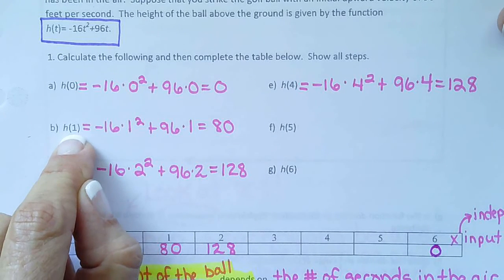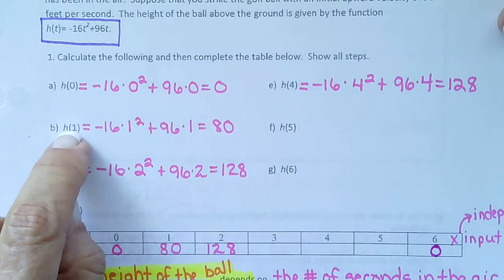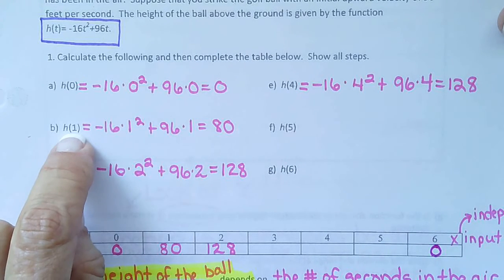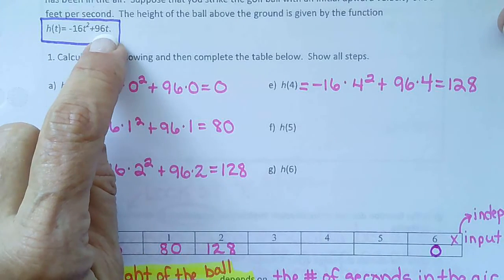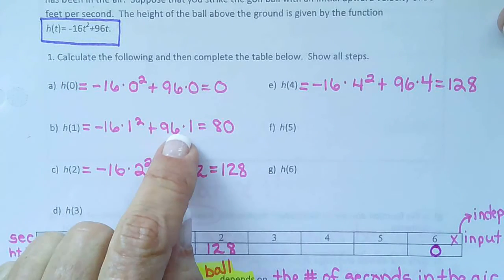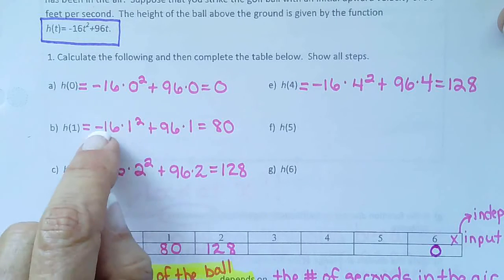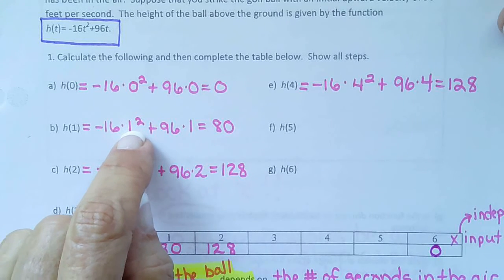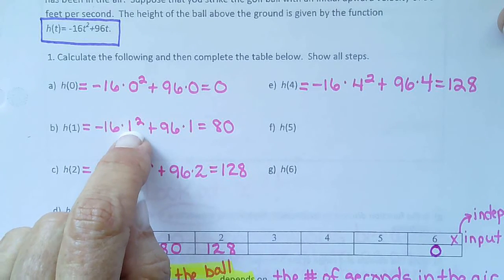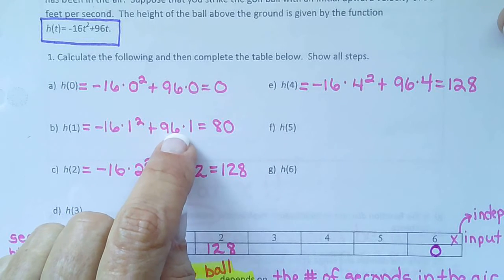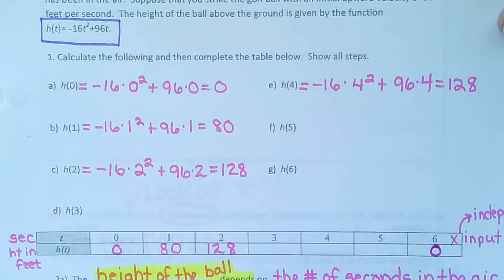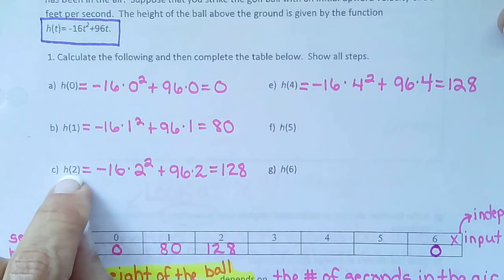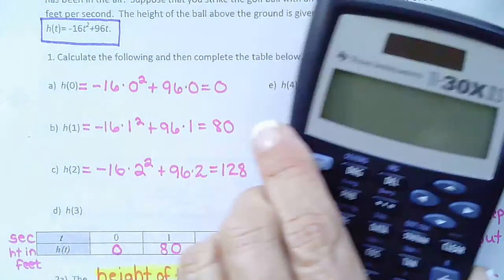H of 1 means everywhere I see a t, and you can see 1 is taking the place of t, I need to replace the t with 1. So negative 16 times 1 squared plus 96 times 1. And that's 96 minus 16. Negative 16 times 1 is negative 16 plus 96, which is the same thing as 96 minus 16. So that's 80. Then 2 was the first one I used the calculator on.